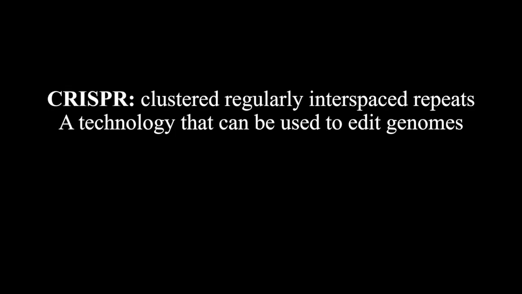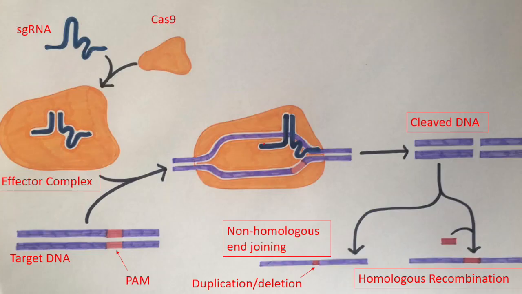CRISPR, like RNAi, is a naturally occurring mechanism that has been manipulated to allow precision editing of the genome. The most commonly used system is CRISPR-Cas9. Usually two different RNAs are needed, however they can be engineered into a singular guide RNA, the equivalent of the designed siRNA. The sgRNA combines with Cas9, a CRISPR-associated protein with nuclease activity, to form the effector complex.